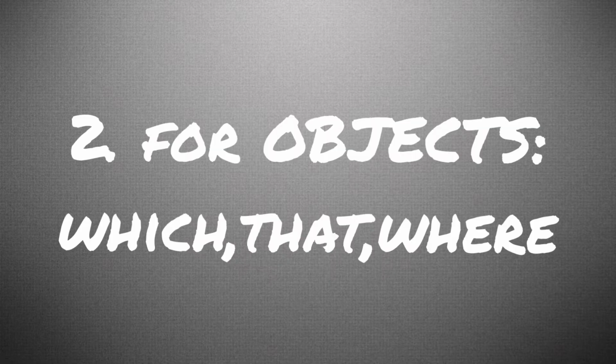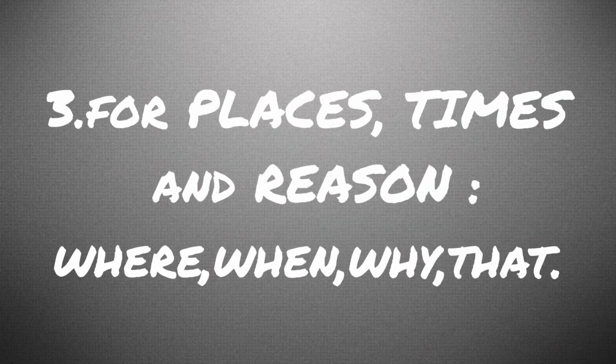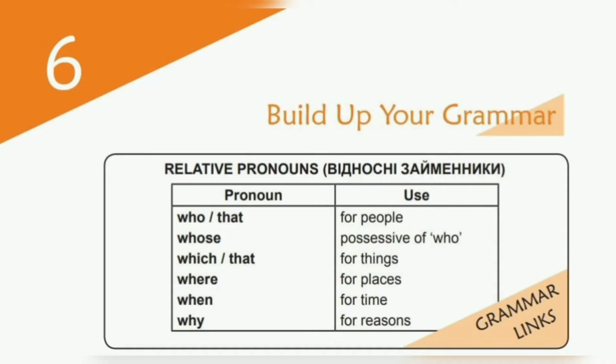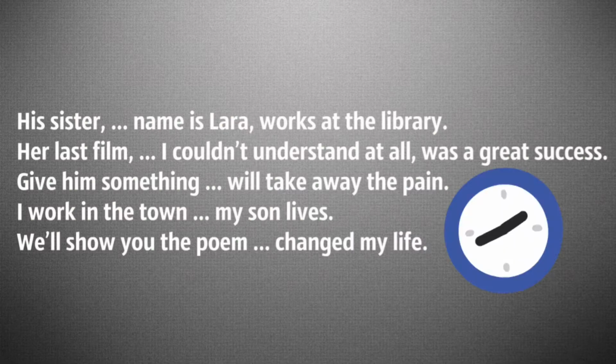Next, we must use which, that, where for objects. And we must use where, when, why, and that for places, times, and reasons. Also, you can find this rule in your book. Now, complete the sentences with relative pronouns, then listen to me and check.